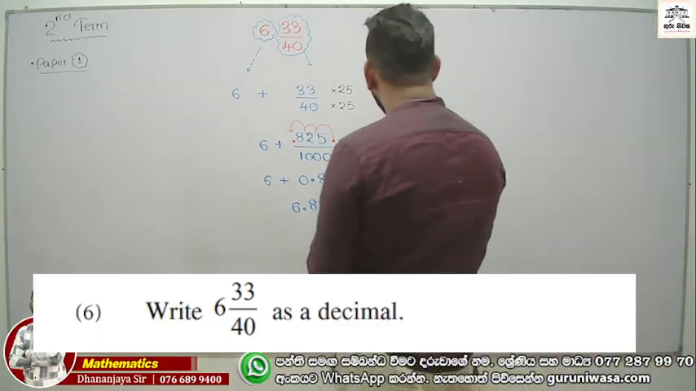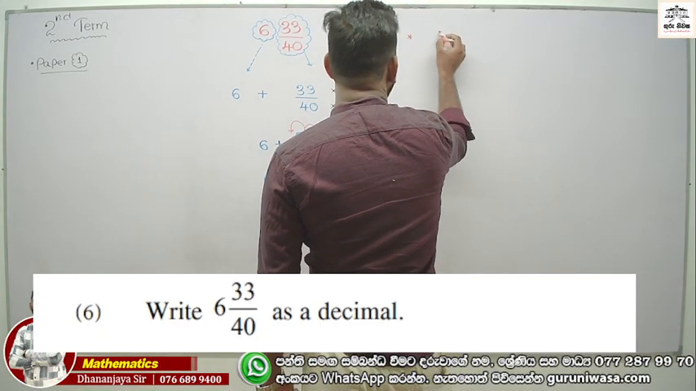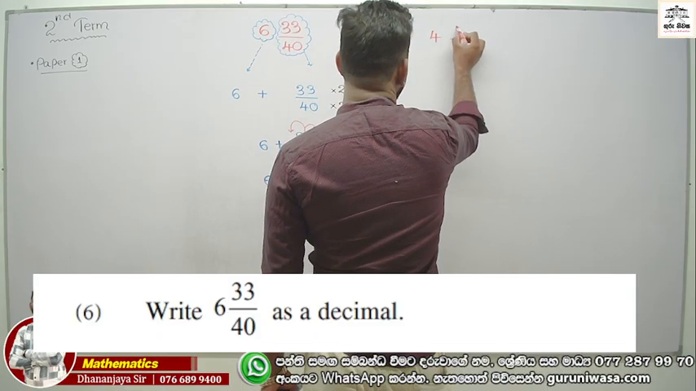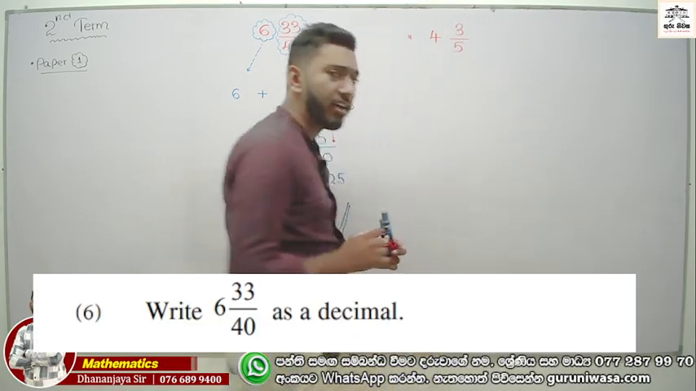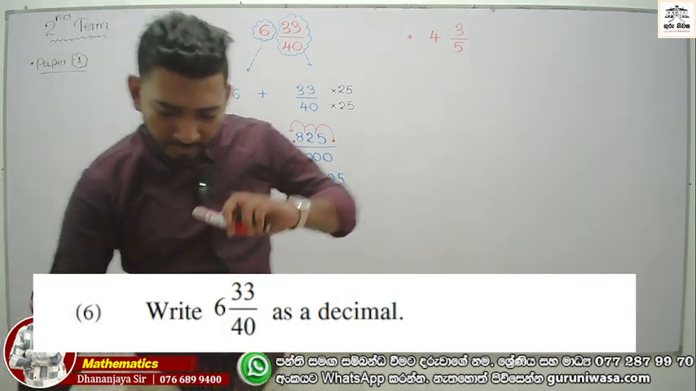435. Right. Now find the answer for the decimal number. Just an extra question.